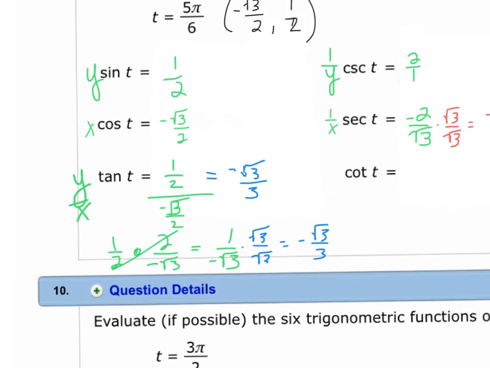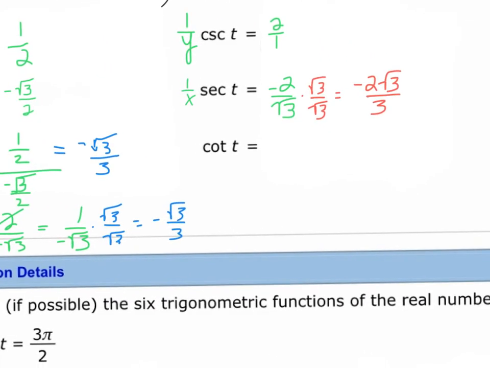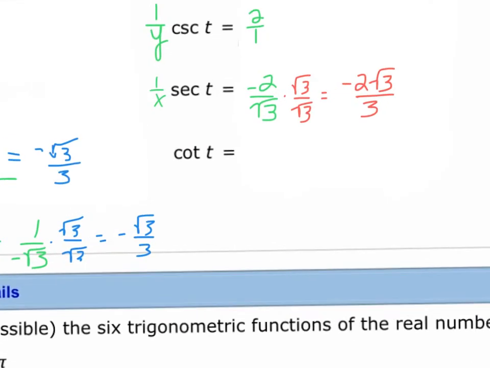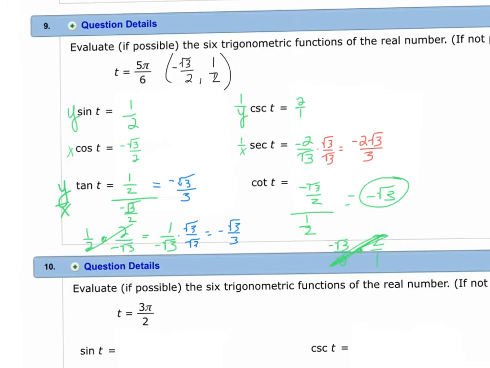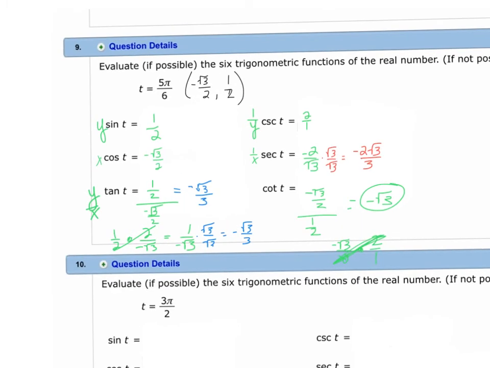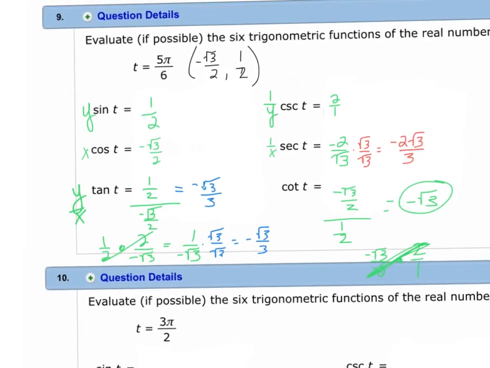And then cotangent is x over y. What's my x value? Negative root 3 over 2 divided by 1/2. So keep, change, flip. What happens to my 2's? So I'm left with negative root 3. Are you with me?